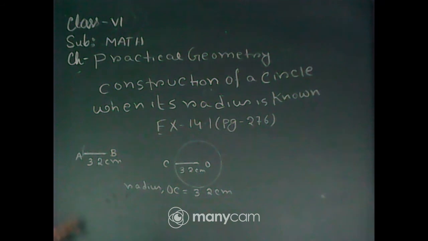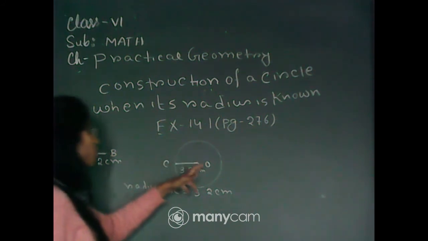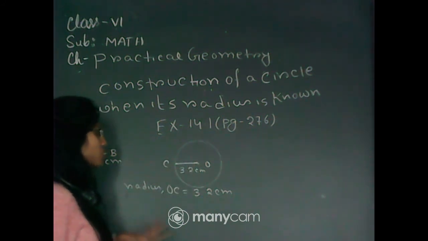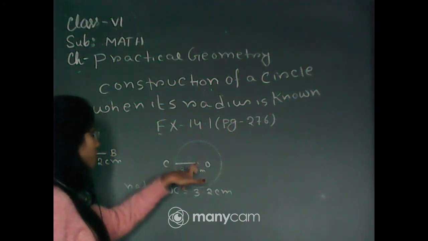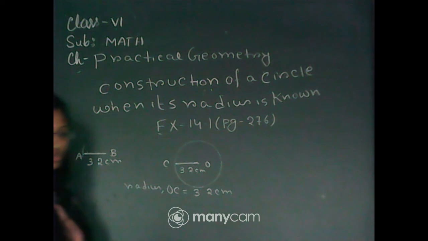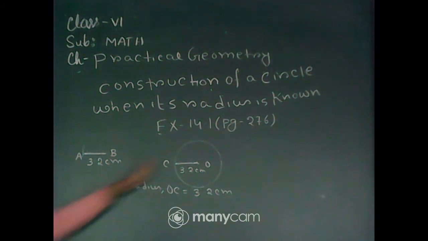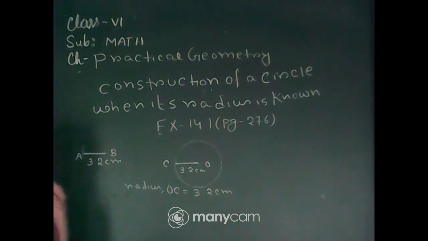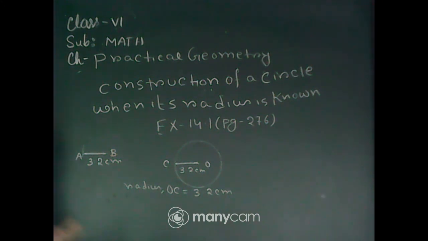Again I repeat the process. First we draw a line segment of length 3.2 cm and then take the measure of this line with the help of compass, and then mark a point O where we want the center of the circle to be. Then place the pointer of compasses on O and turn the compasses slowly to draw the circle. So this is a circle of radius 3.2 cm. So this is the process of construction of a circle when its radius is known.